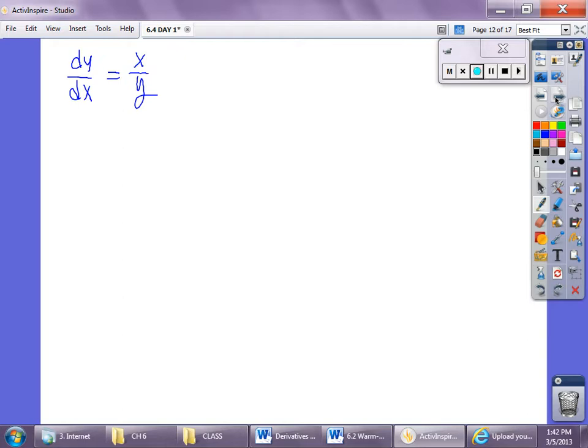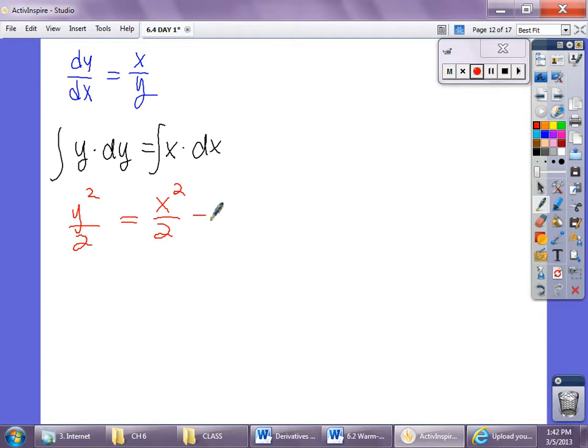Example number 2 that we did. To separate, I will multiply by y. I would multiply by dx, and integrate. And when I integrate, I get y squared over 2. On the other side, I get x squared over 2, and then my plus c. I'm going to multiply by 2 on both sides. Let's multiply 2 all the way out. So if I do that, I would actually end up with x squared plus 2c.